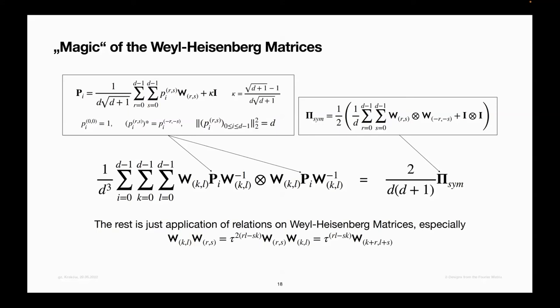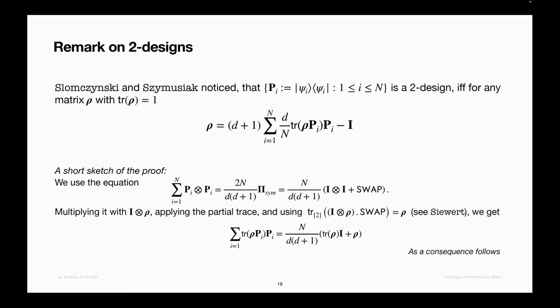This application is based on a result which two of the people who organized this meeting, I think Anna is in the audience at least, I don't know if Wojtek is also there, actually noticed in a paper just a few years ago: that the two design can also be characterized by this equation. For any matrix rho with trace one, if it can be represented in this way, then the projectors form a two design. For those of you who are surprised by the formula and don't know the paper of the inventors of this formula, I can give you a sketch of a proof.